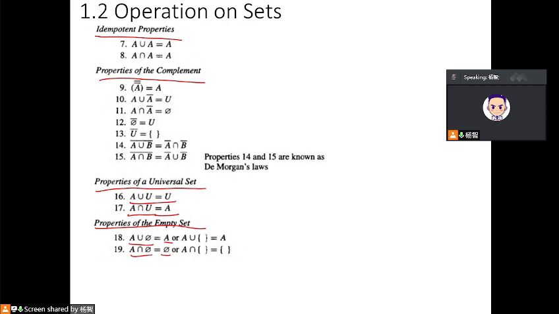Okay, all these algebraic properties are very important, but you do not need to remember all of these. You just need to know about it.